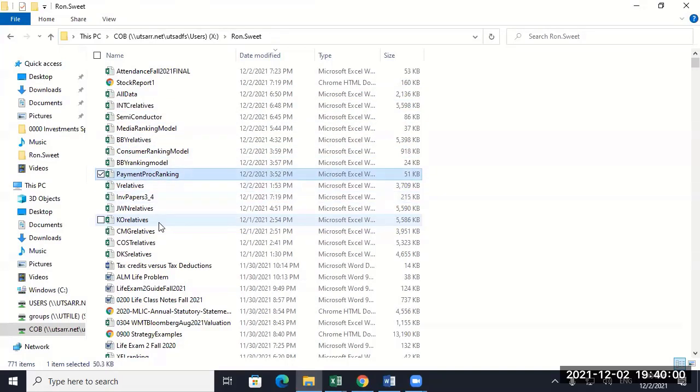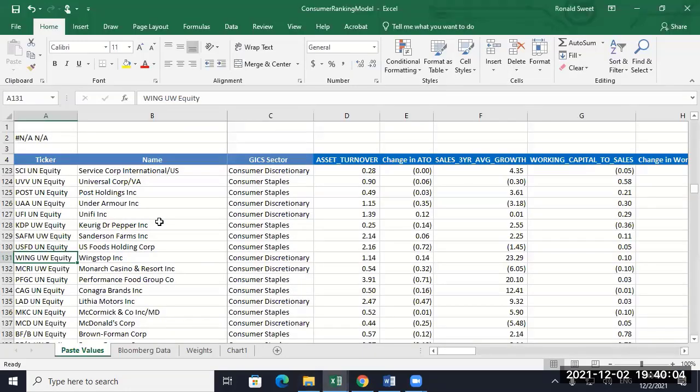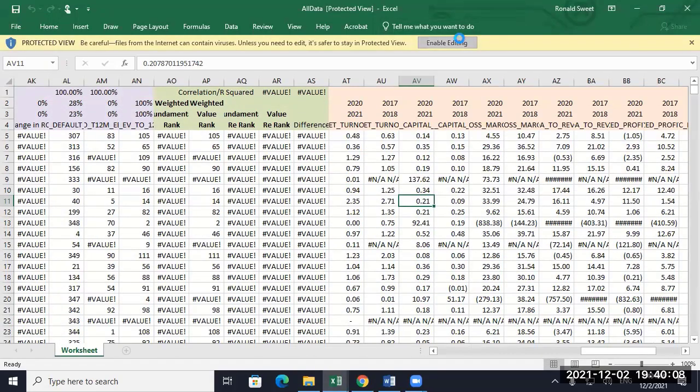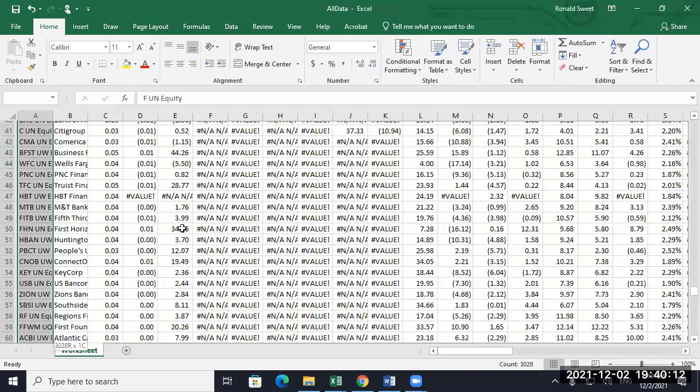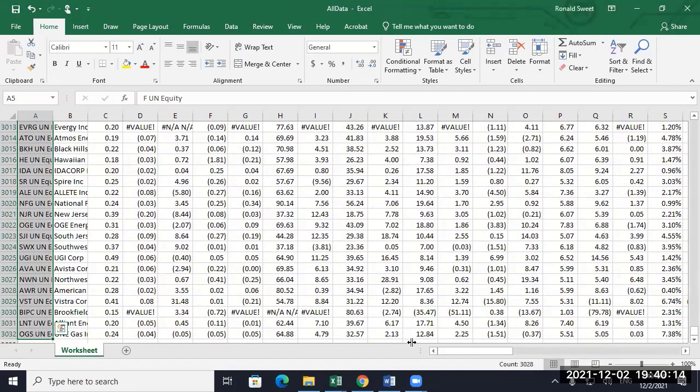So if you're not in that group and you want me to build something, then you're stuck with what I have here. I don't know how many companies that is. I got 3,028 companies, and I brought in all of this data. I brought in all the data I had for the consumer model. And so I'm kind of stuck with that one. So I might be able to build that.